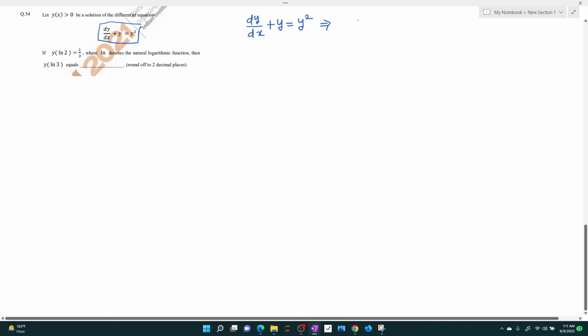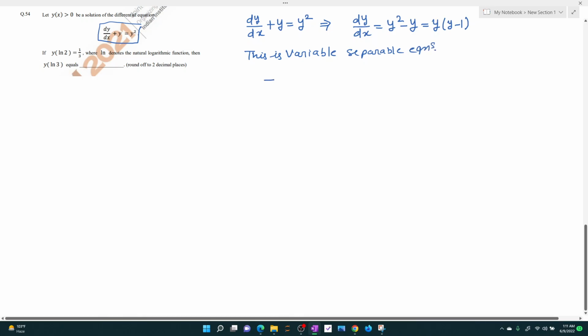So I can write this equation as dy over dx is nothing but y square minus y, right? Which is nothing but y multiplied with y minus 1. So this is a variable separable equation, right? Because one side is a function of only one variable, that is y here. This is a variable separable equation.